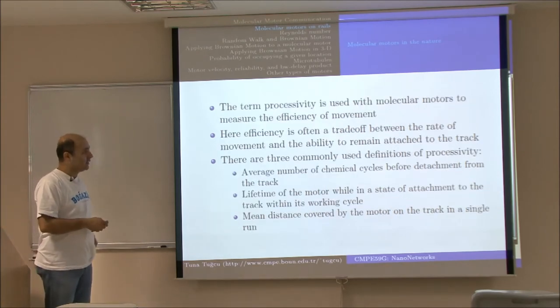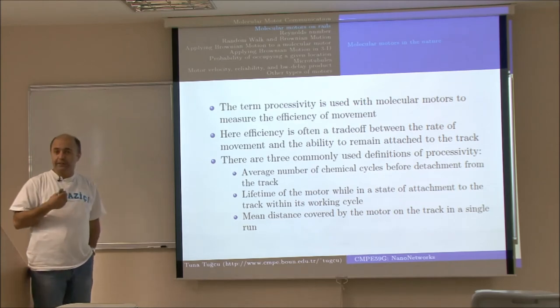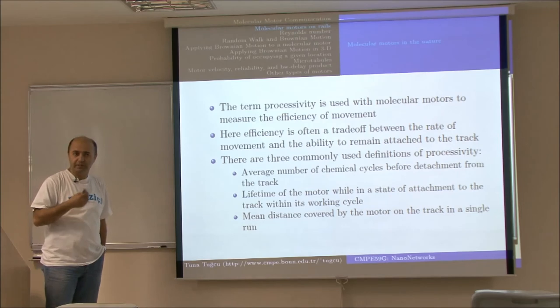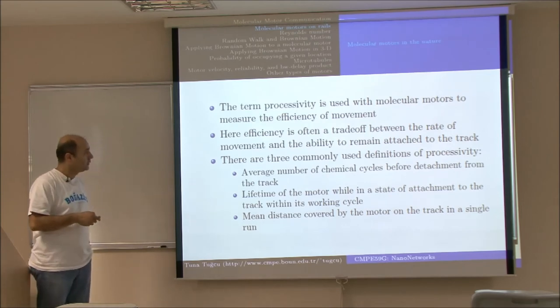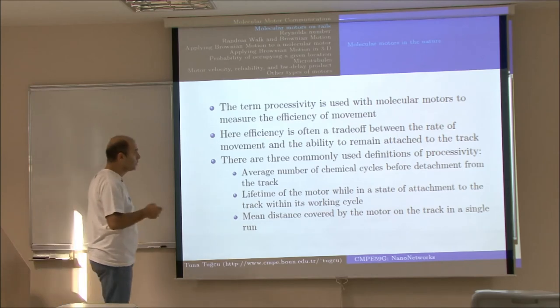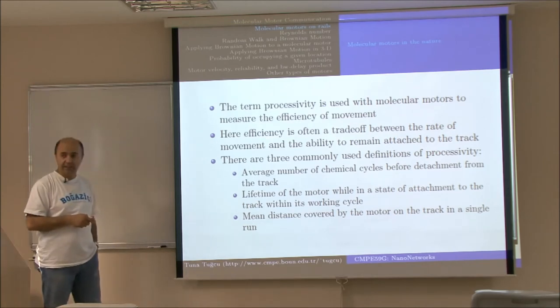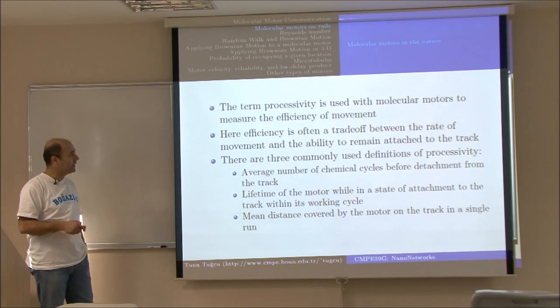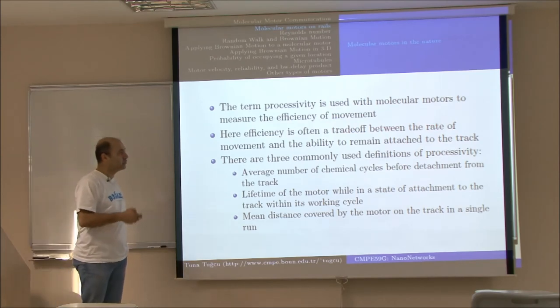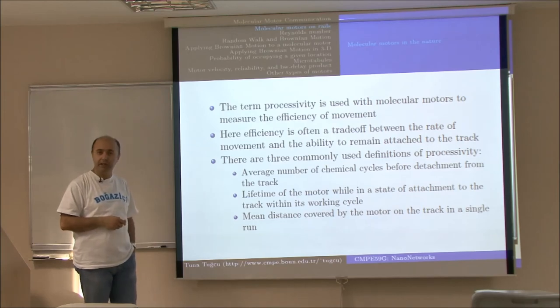Now we can talk about the term processivity, which shows the efficiency of the system. It is used with molecular motors to measure the efficiency of the movement. The efficiency is a trade-off between the rate of movement, the speed, and the ability to remain attached to the track. We would like to remain attached to the track until we reach the destination.